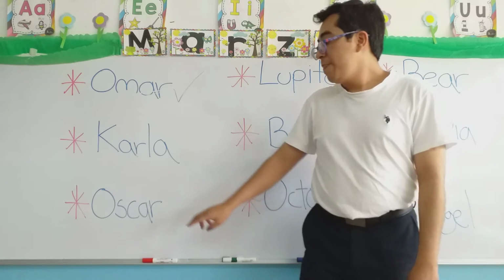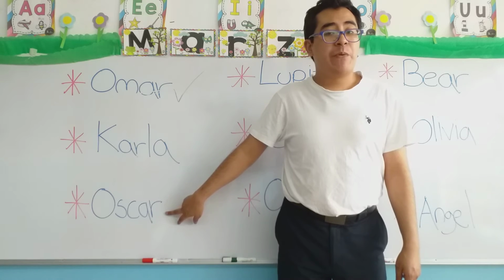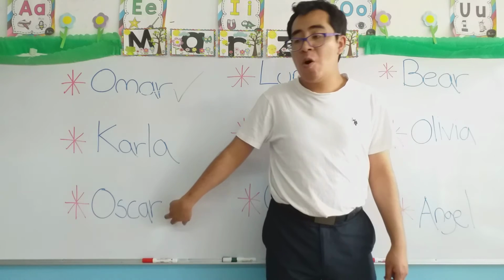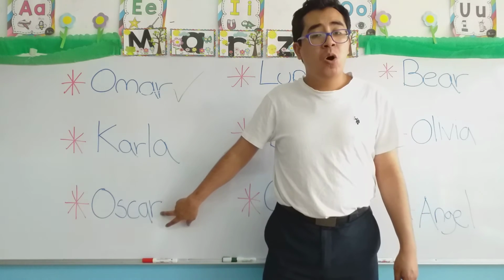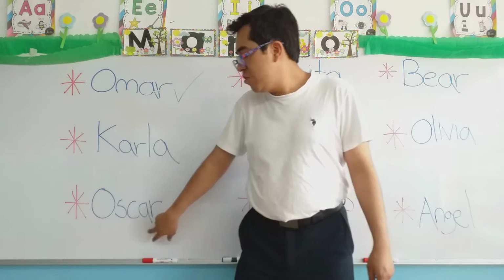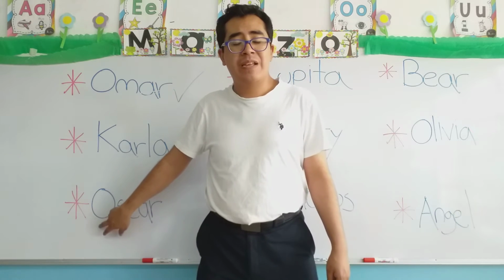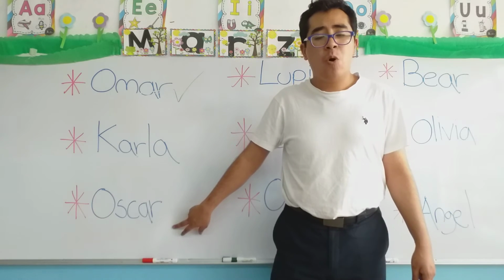Let's continue with the name. Oscar, the name of a person. Oscar, the name of a boy, nombre de niño. So, Oscar, does it have capital O? Do we have it here written in this name? Lo tenemos escrito en este nombre, capital O.